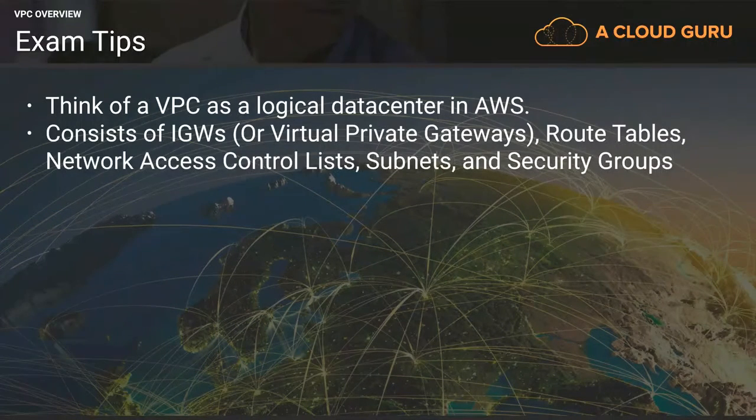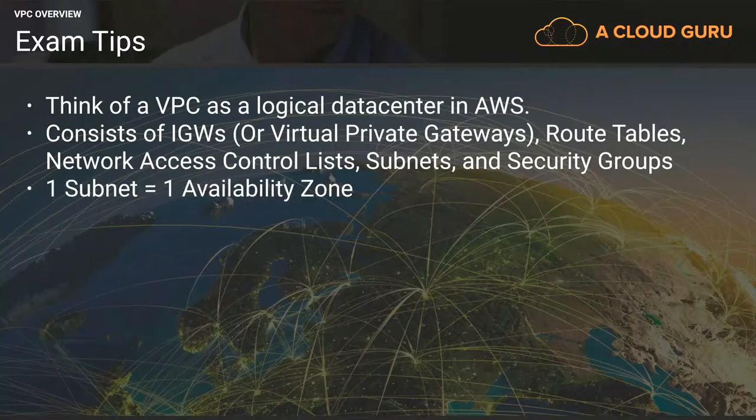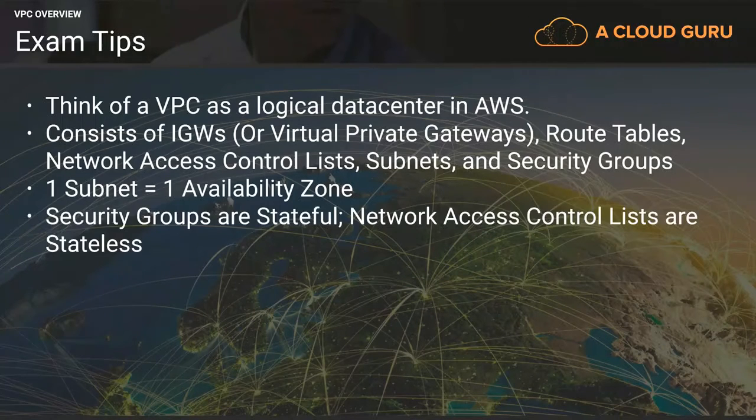It consists of internet gateways or private gateways, route tables, network access control lists, subnets, and security groups. It has one subnet always equals one availability zone. So do remember that. It's critical going into all of your exams to understand that. Security groups are stateful. Network access control lists are stateless. So what do we mean by that?